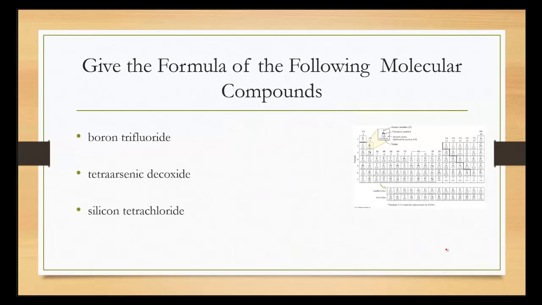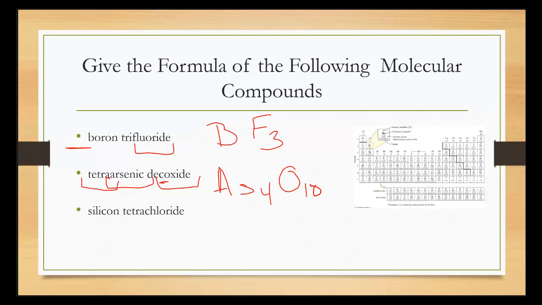Boron trifluoride. So boron, there's no prefix there, so it's going to be left alone. Trifluoride. Fluoride is fluorine. Tri is 3. Tetraarsenic, As4, decoxide. Notice that they left out the A there. Instead of decaoxide, it's just decoxide. O10 for deca. Silicon tetrachloride. Chlorine, tetra is 4.